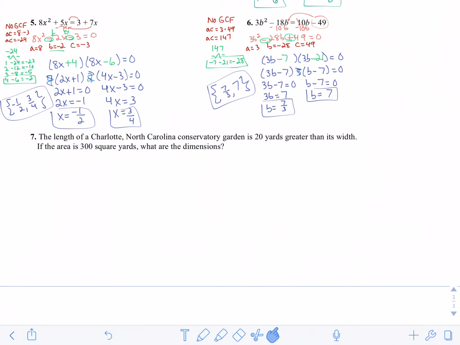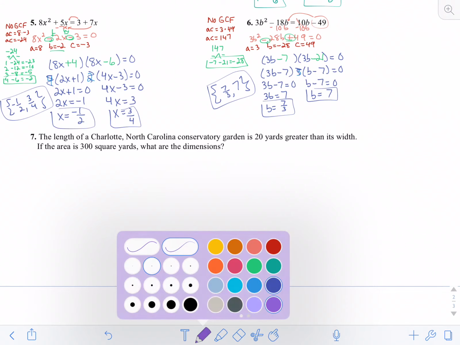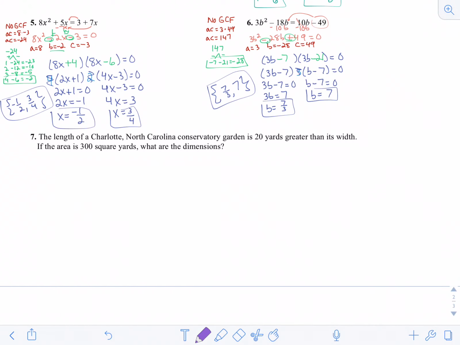Let me see about this last one. This last one I can quickly do. Here we go. It says the length of a Charlotte, North Carolina garden is 20 yards greater than its width. If the area is 300 square yards, what are the dimensions? For this one, I'm going to draw my garden. It says the length is 20 yards greater than its width.